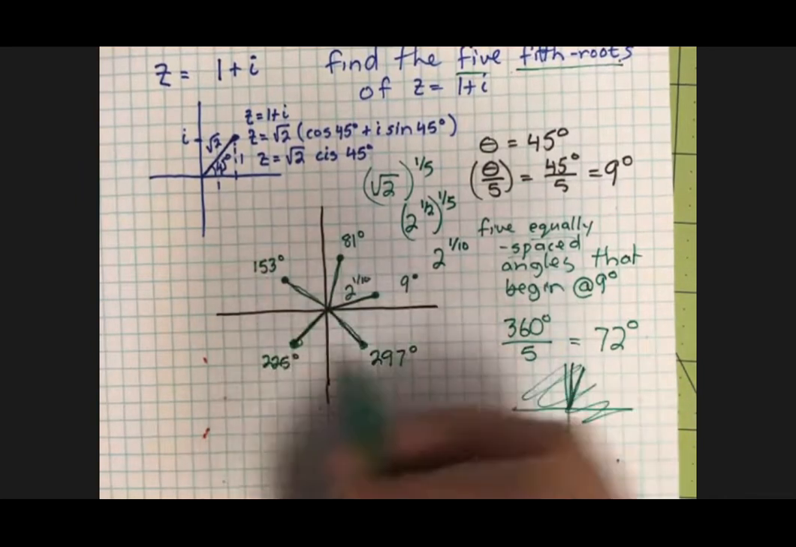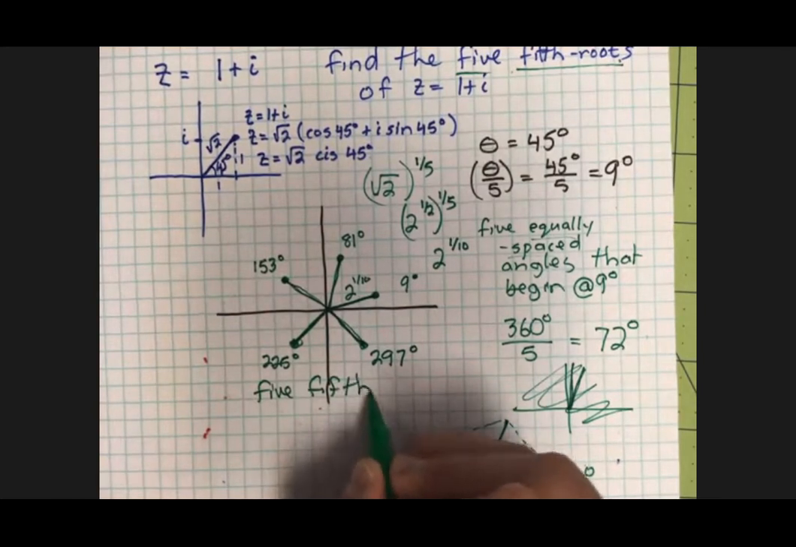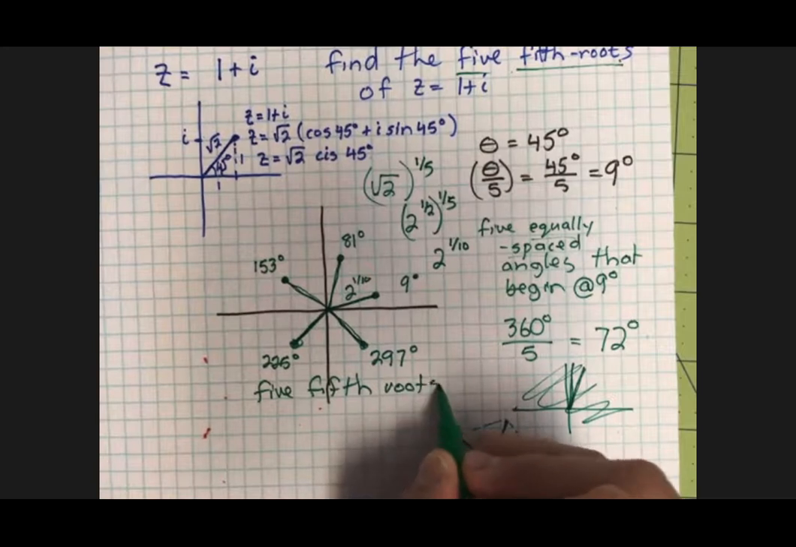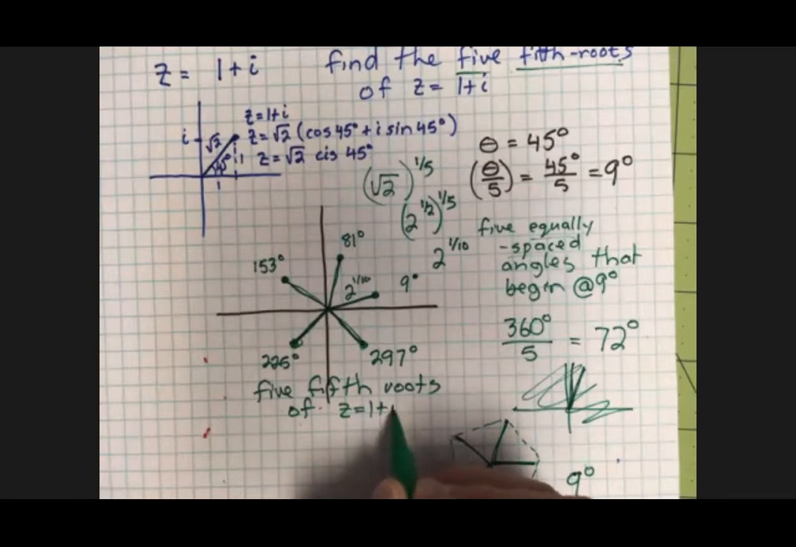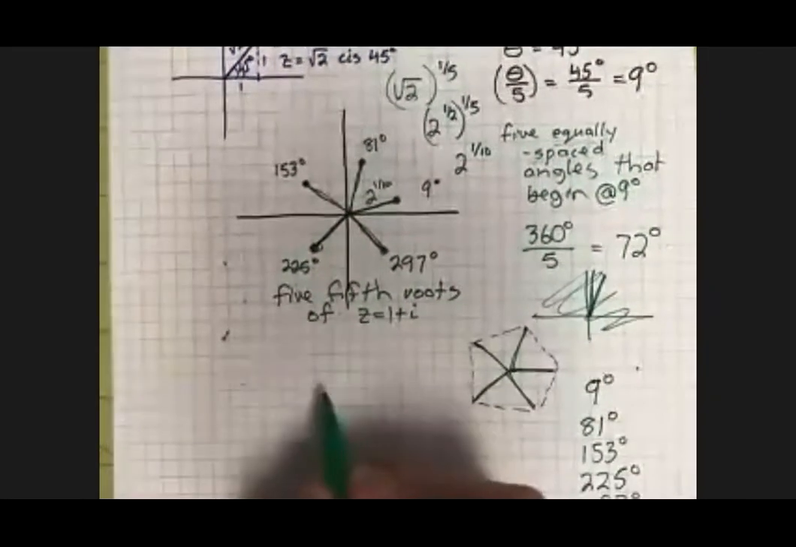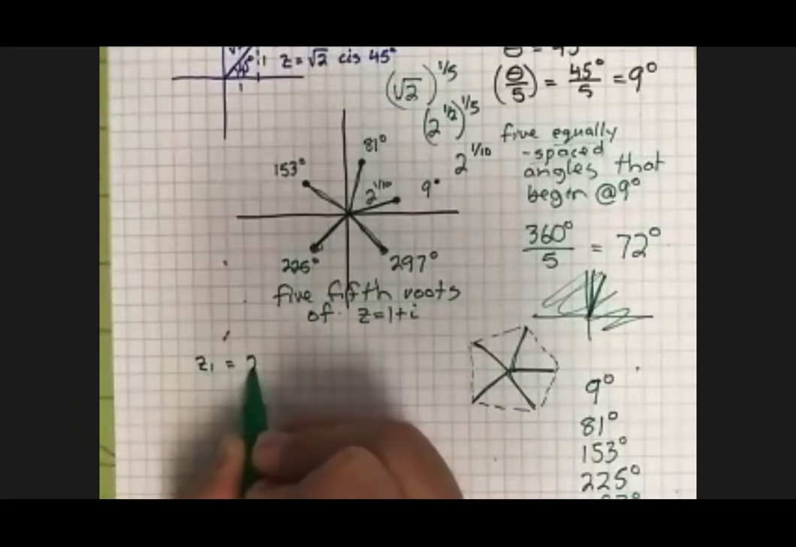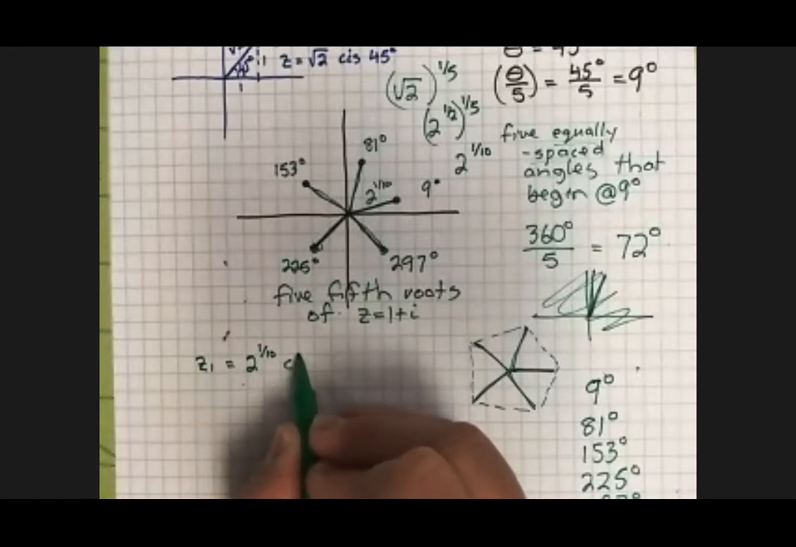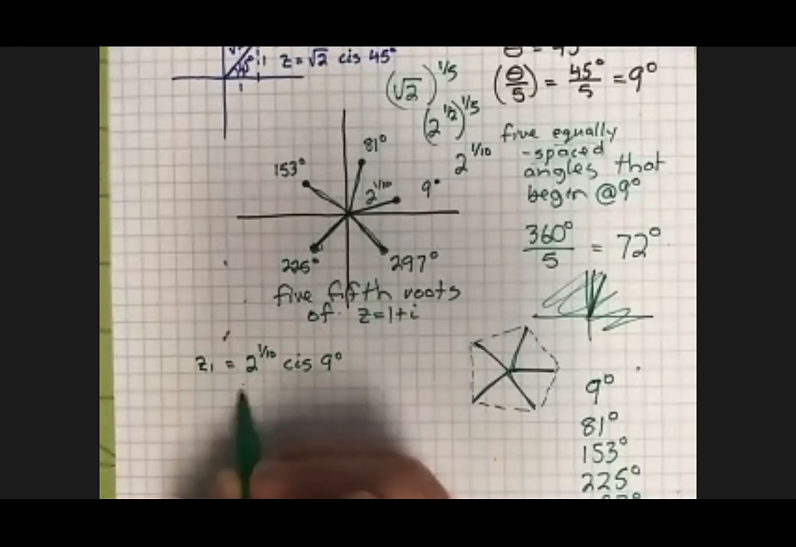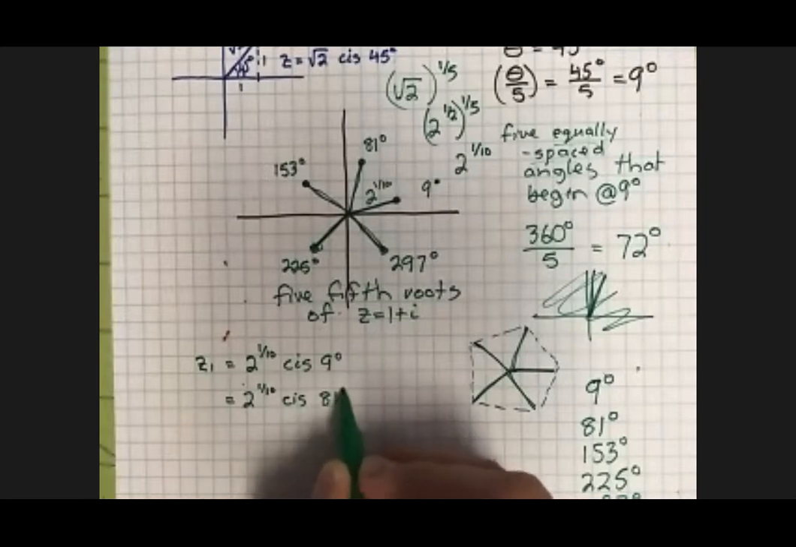Here's a picture of my 5 5th roots of 1 plus i. But now let me physically write them. The first one is the 10th root of 2 cis 9 degrees. I'm just going to repeat. And the 10th root of 2 cis 81 degrees.